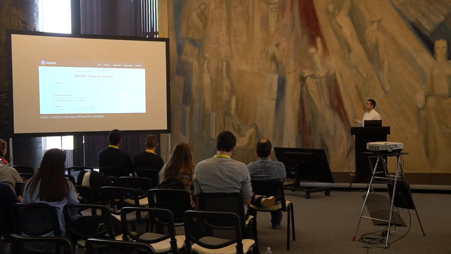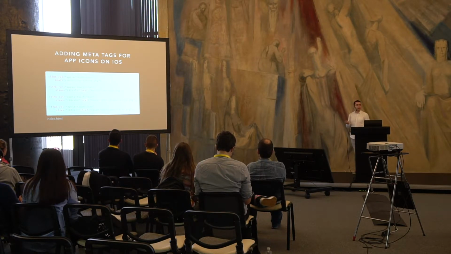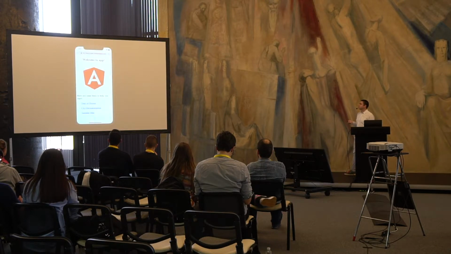Currently, web app manifest is in the development stage. We don't know when it will be delivered, and we don't know how it will use icons or splash screens on iOS. It's unknown. But for now, the only way for us to provide icons, for instance, is by adding these meta tags in your index.html. So you need to provide this rel apple-touch-icon, and then a link for your icon image.